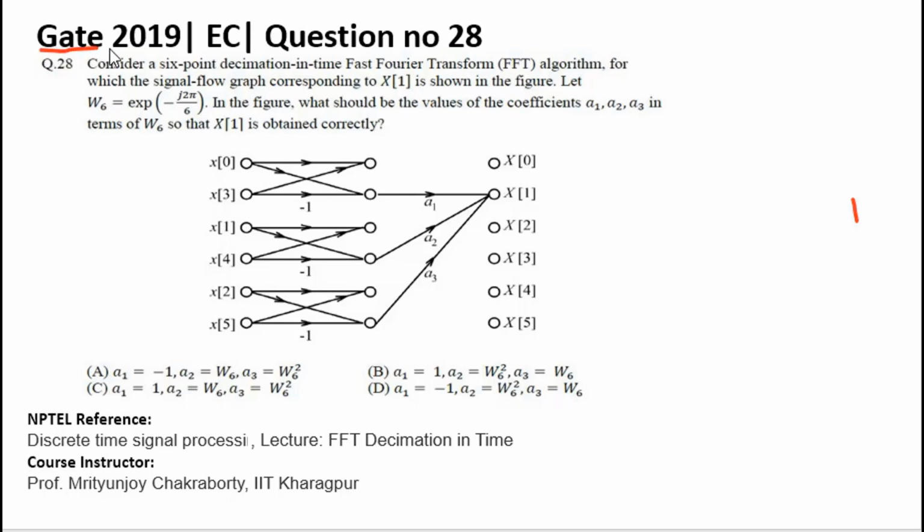So this is the question asked in GATE 2019 Electronics and Communication Engineering paper, in which you are given a signal flow graph corresponding to x of 1 as shown in the figure, and you need to find the coefficients a1, a2 and a3 in terms of W6 of the fast Fourier transform. The NPTEL reference for this question is Discrete Time Signal Processing by Professor Mrityunjay Chakravarty, IIT Kharagpur.